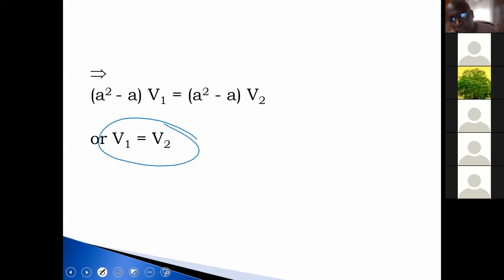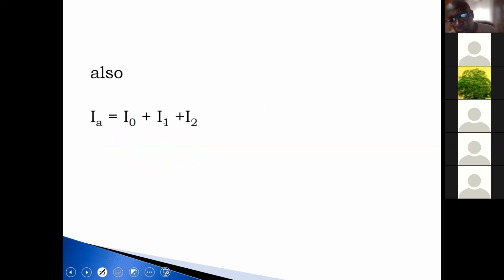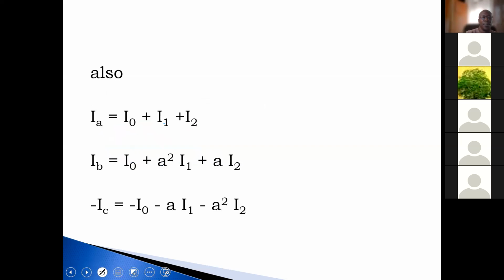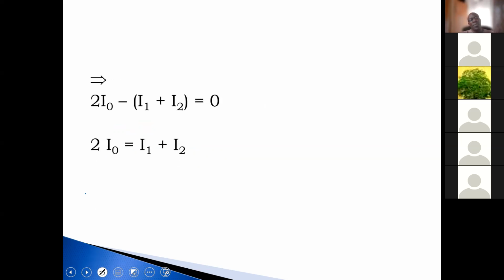And for the current, all right, that's IB, that's minus IC. And we equate them. If we equate them, what we have is 2I0 being equal to I1 plus I2.